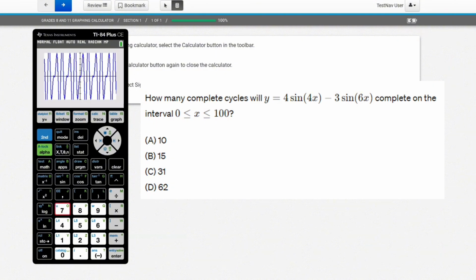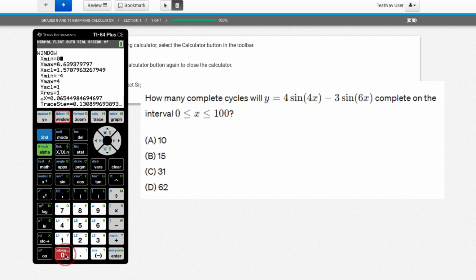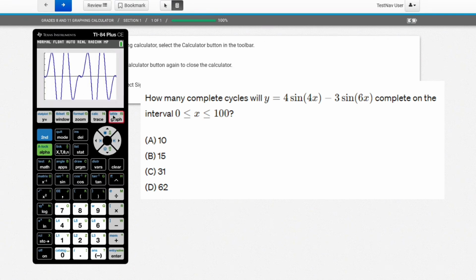Okay, I hated that. I hated that a lot. So why don't I not do that? And why don't I change the window from 0 to, let's do 2 pi, just to see what happens. Maybe that window is not good enough. A lot of what we're doing is seeing a window that works for us. That is much better. Okay, that is much better.